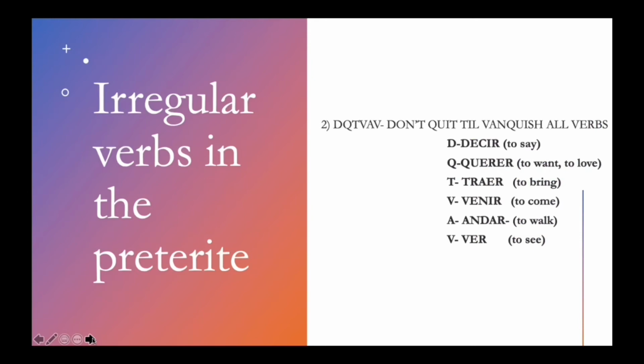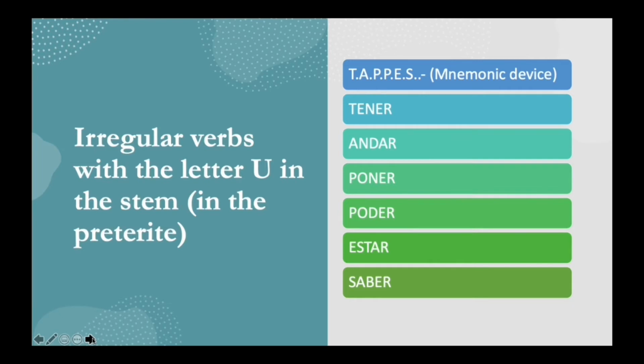The second mnemonic device is don't quit till vanquish all verbs. D is for decir, Q is for querer, T is for traer, V is for venir, A is for andar, and V is for ver. Irregular verbs in the preterite can be separated in three categories.